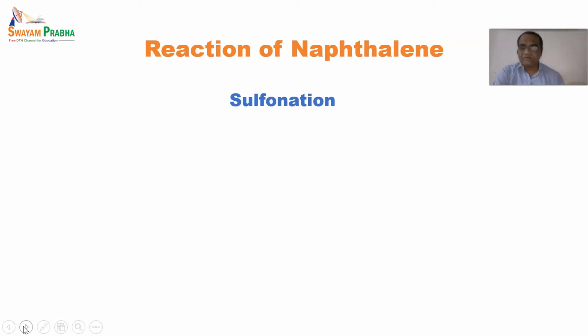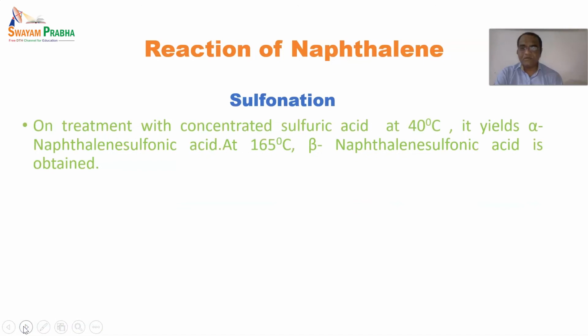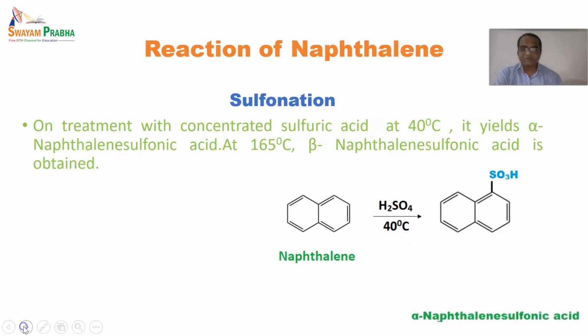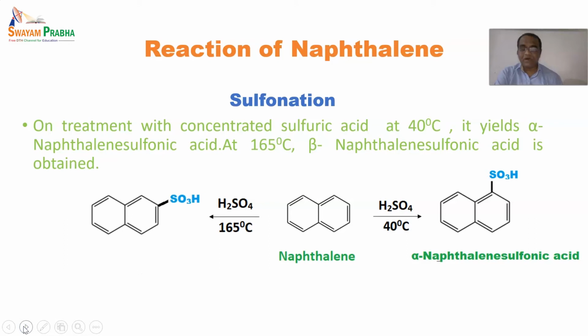After that, the next reaction is sulfonation. On treatment with concentrated sulfuric acid at 40 degrees Celsius, it yields alpha naphthalene sulfonic acid, and at 165 degrees Celsius it yields beta naphthalene sulfonic acid. When naphthalene is warmed at 40 degrees Celsius, it forms alpha naphthalene sulfonic acid, and under harsher conditions, as we discussed earlier about why the alpha product predominates and not beta, it also gives a beta product, so now it forms beta naphthalene sulfonic acid.